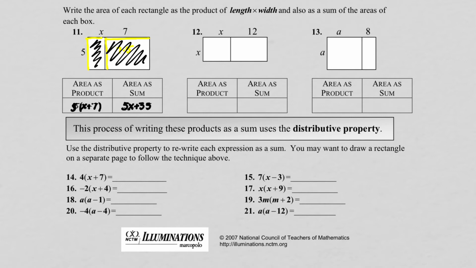So here, as a product, the first thing I want to do is I'm looking for base times height, right? Base times height. So what is my height here? Well, my height is x, and my base is this whole thing. This is this piece plus this piece. So this is x plus 12. All right. Now you go ahead and fill in the area as a sum.